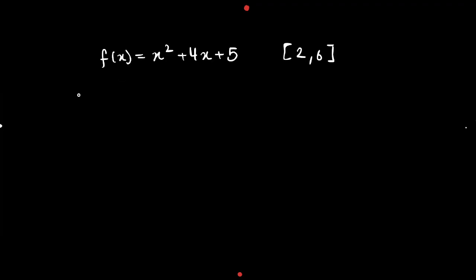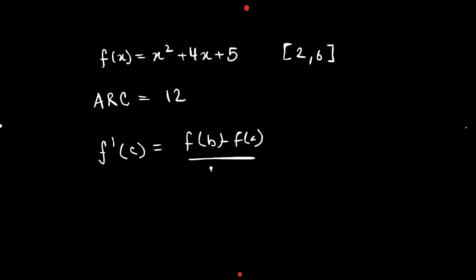So now that we have this average rate of change, which is equal to 12, on the interval of 2 to 6, when does the instantaneous rate of change equal the average rate of change? Well, we know the instantaneous rate of change from when we were writing this expression. We're basically saying f prime of c is equal to f of b minus f of a over b minus a. So we found this to be 12.